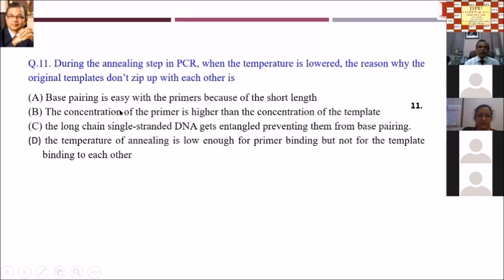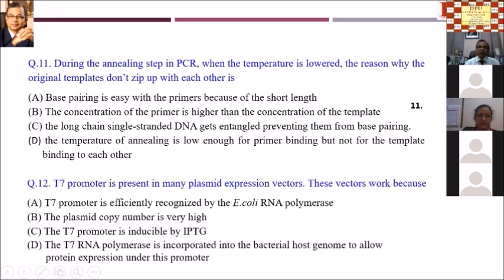So the options which are given: best pairing is easy with the primers because of the short length, which cannot be correct. The concentration of the primer is higher than the concentration of the template. So it is a competition, and therefore this option obviously is the answer. The third you can eliminate: long chain single-stranded DNA gets entangled, preventing them from base pairing, which cannot be true. The temperature of annealing is low enough for primer binding, but not for the template binding to each other, which cannot be true. So if you read the question carefully and use your thinking a little bit, it is very easy to crack the right option in these cases.